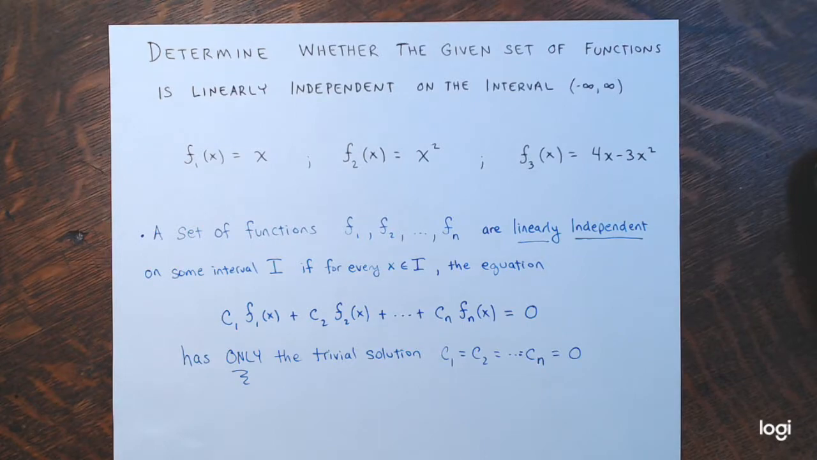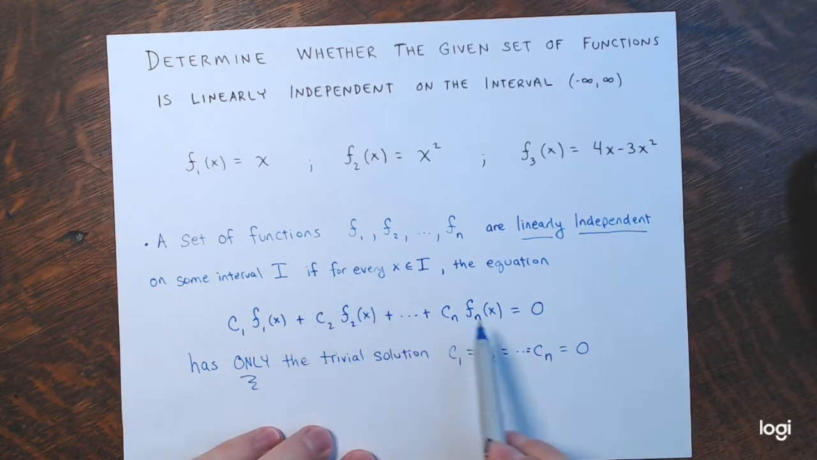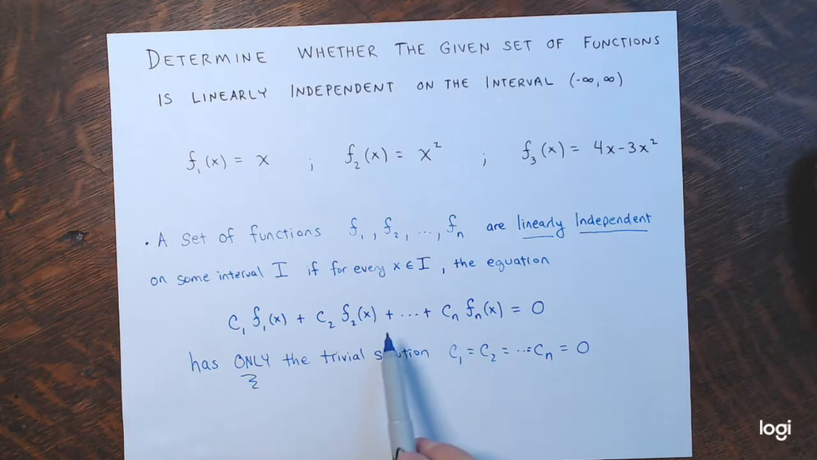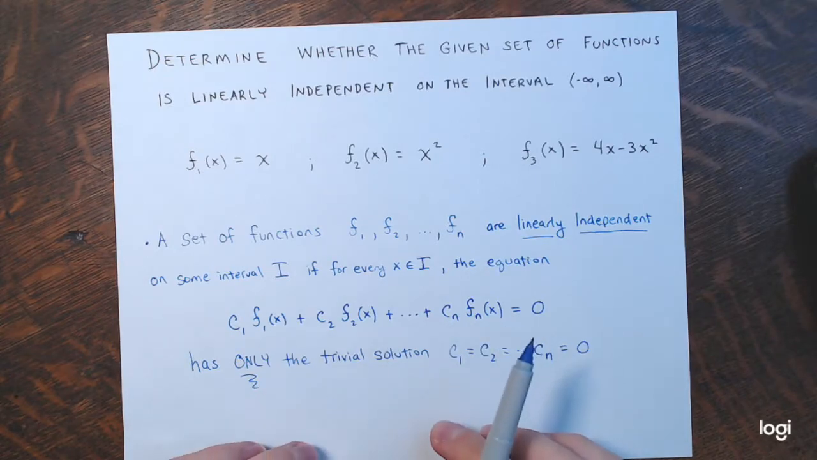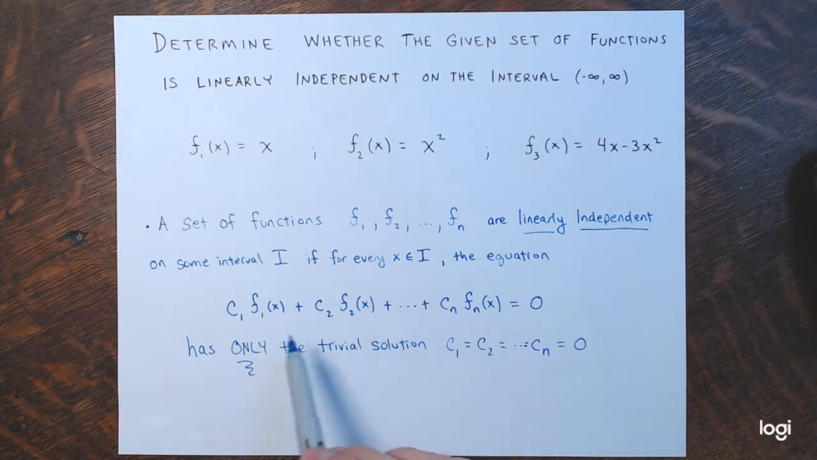If we can find another set of constants that are not all 0 that make this true for some x in the interval, then that means we can write one of these functions as a linear combination of other functions for that value of x in that interval, and they're not independent. They'd be linearly dependent in that case. So if there's more than just this trivial solution to this equation, then the functions are considered linearly dependent.